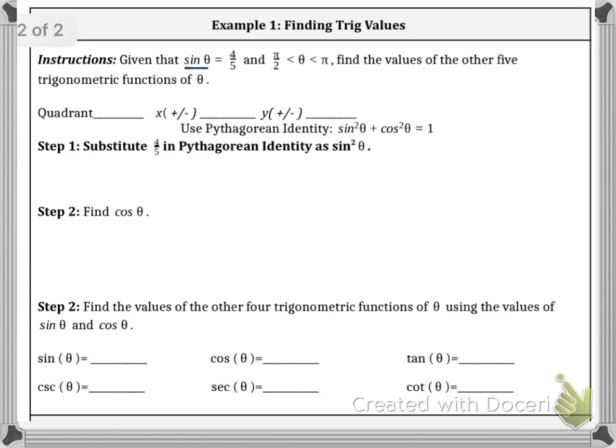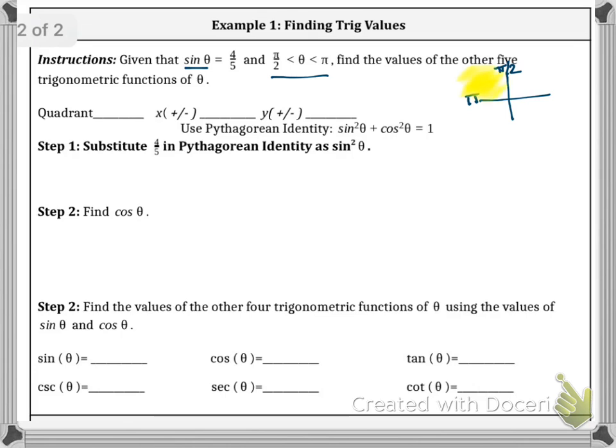So we're given that sine of theta is 4/5, and then we know that theta is between pi over 2 and pi. So pi over 2 is here, pi is here. That means I am in quadrant 2, this quadrant here.